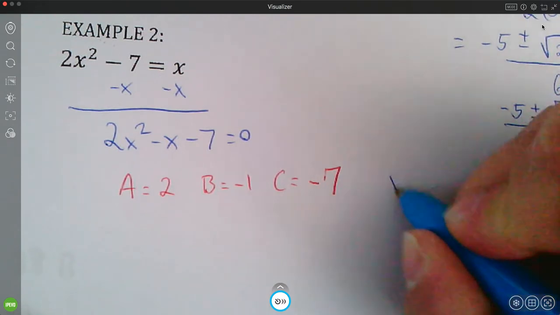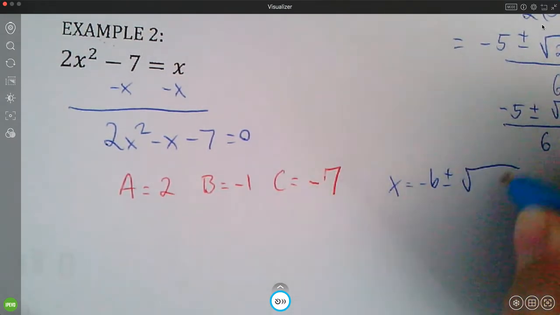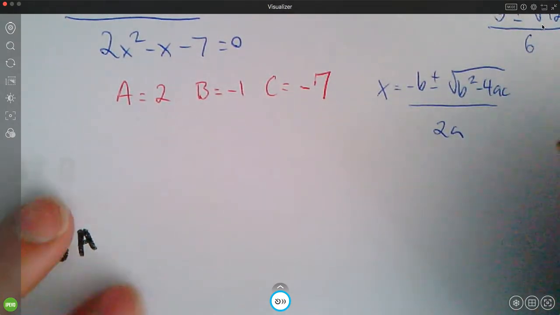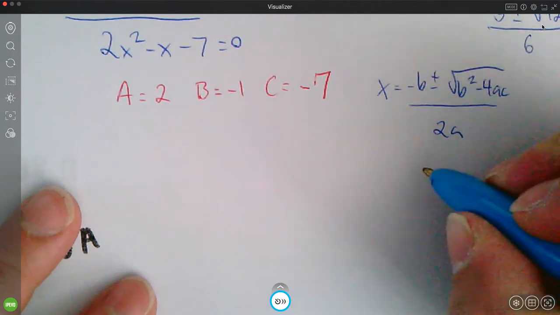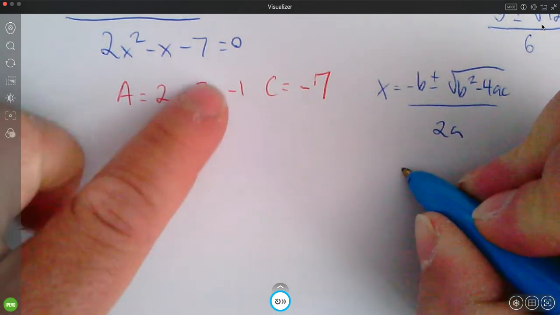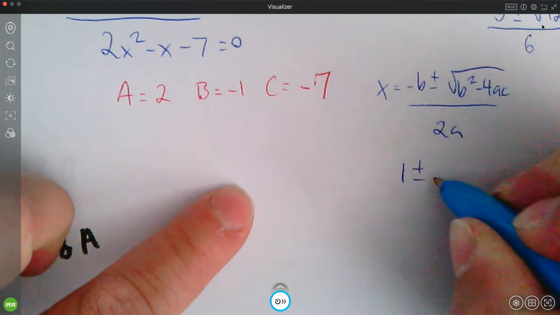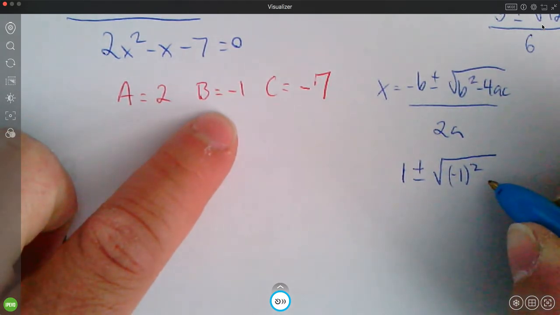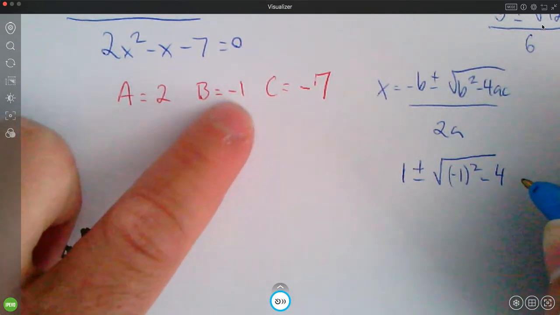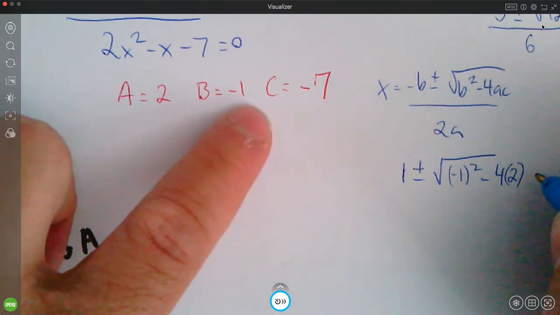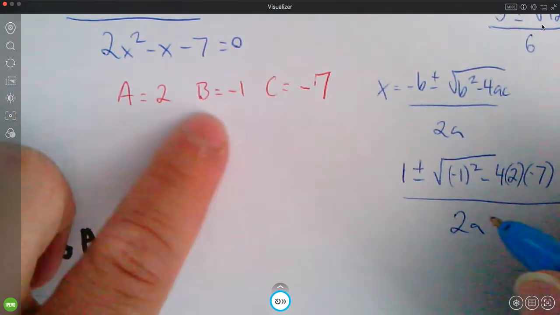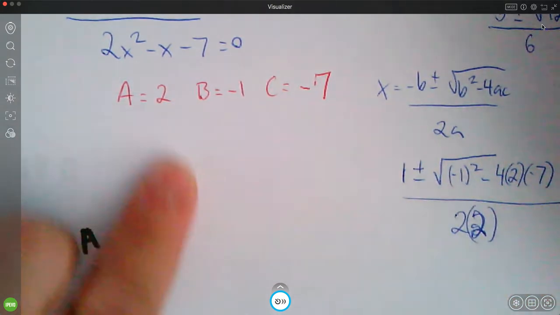So I'll write x equals negative b plus or minus the square root of b squared minus 4ac all over 2a. Okay, so I'll start plugging this in, and then I'll plug it in, and get my solution, or solutions, or no solution. So negative b, negative 1 is just 1, plus or minus negative 1 squared, and then it's minus 4 times 2 times negative 7 all over 2 times a. Oops, 2 times a is 2 times 2. Okay, so that's me plugging it all in.